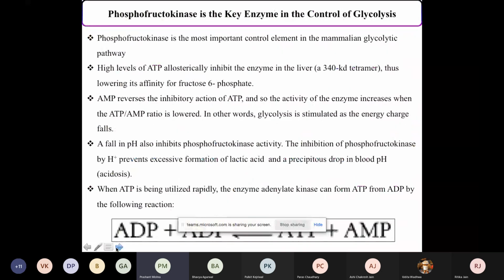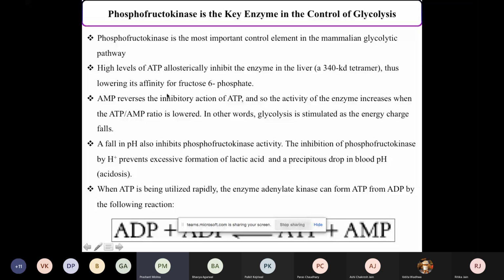So you have this enzyme phosphofructokinase, which is a key enzyme for controlling glycolysis. When you have a high level of ATP, allosterically it inhibits the enzyme in the liver. Most of the synthesis is occurring in the liver. So it inhibits the enzyme in the liver by lowering its affinity for fructose 6-phosphate. So the question is how it inhibits. It lowers the affinity for fructose 6-phosphate. That means what will happen to the Km? If affinity is low, that means Km is high. So it modulates the enzyme in such a way that Km becomes high, and that is the way it regulates.